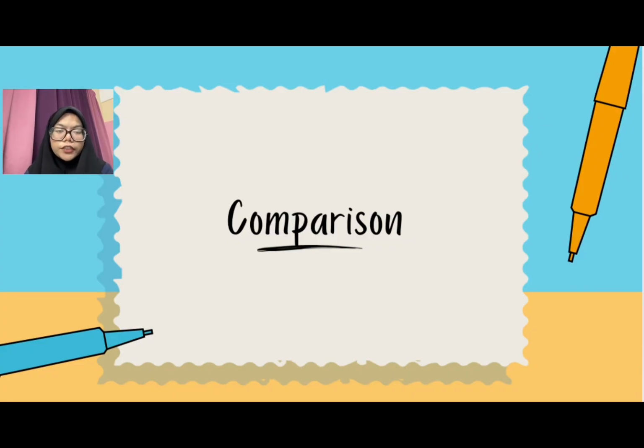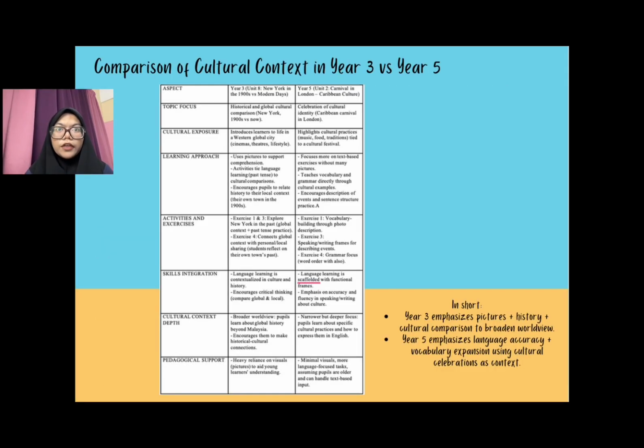Thank you, Shahira and Karjit, for the explanation. And now I'm Sophea, and I'm going to talk about the comparison of cultural context in Year 3 versus Year 5. What Karjit has explained is the Year 3 textbook, Unit 8, which talks about New York in the 1900s versus modern days. That topic focused on historical and global cultural comparison, New York in the 1900s versus now, while Shahira talked about the Year 5 textbook, which is Unit 2, Carnival in London. That topic is focusing on celebration of cultural identity, which is Caribbean Carnival in London.